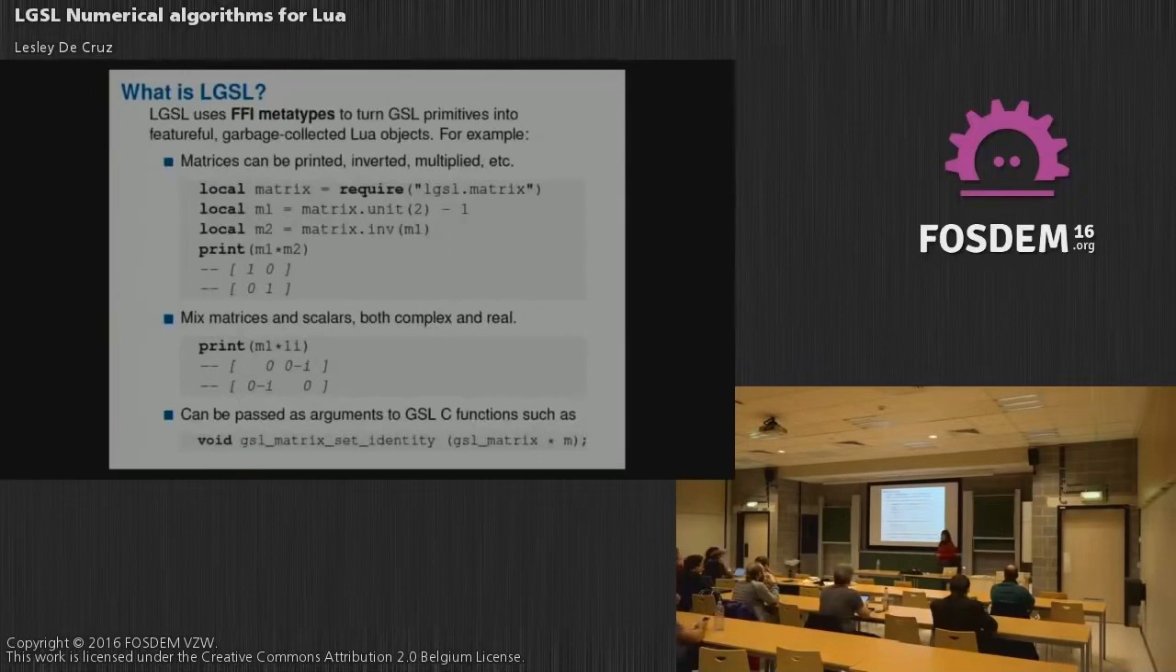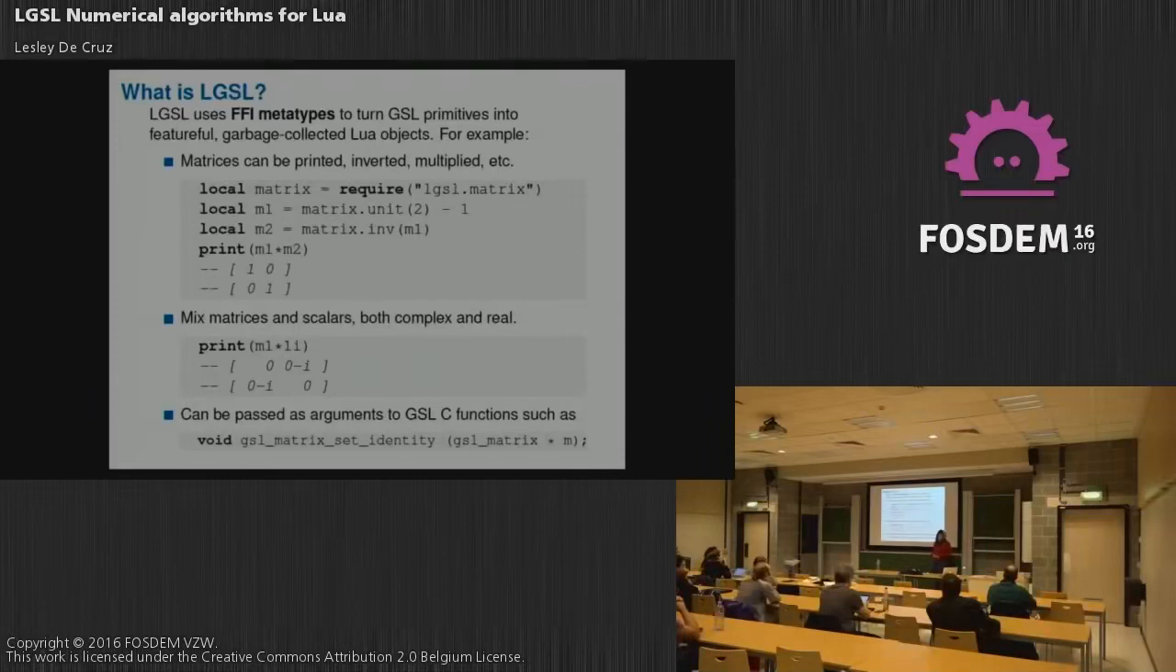So let's look under the hood. It uses FFI metatypes. This is a bit like a metatable, but it's applied on a kind of FFI type. So this is typically a C type, like a certain struct that represents a matrix. And so it turns these C types into very featureful and garbage collected, which is very important, Lua objects.